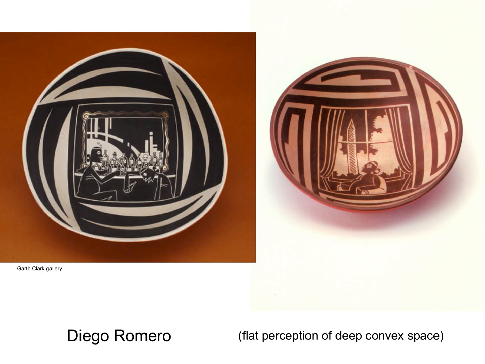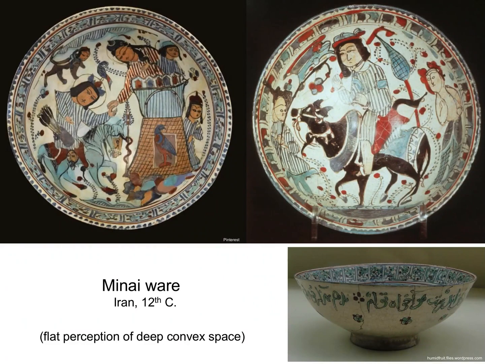Diego Romero, in this work, shows a flat perception of a deep convex space. Those are very deep half-spherical bowls, but when seen from a specific viewpoint they appear to have been flattened, and the image appears to be flat when it is actually quite distorted by the form. We have an example of that in historical times with those wonderful Minai ware from Iran from the 12th century. Again, we have a flat perception of a deep convex space, as you can see from the bowl itself, seen from the side on the right.